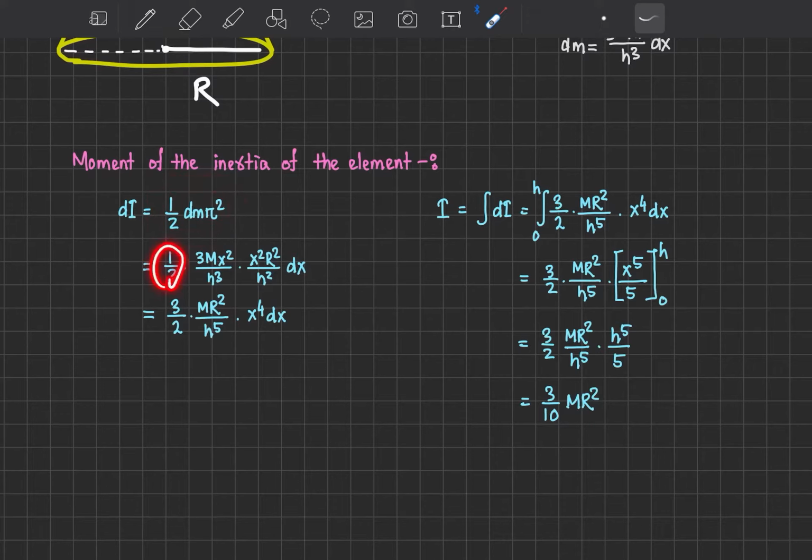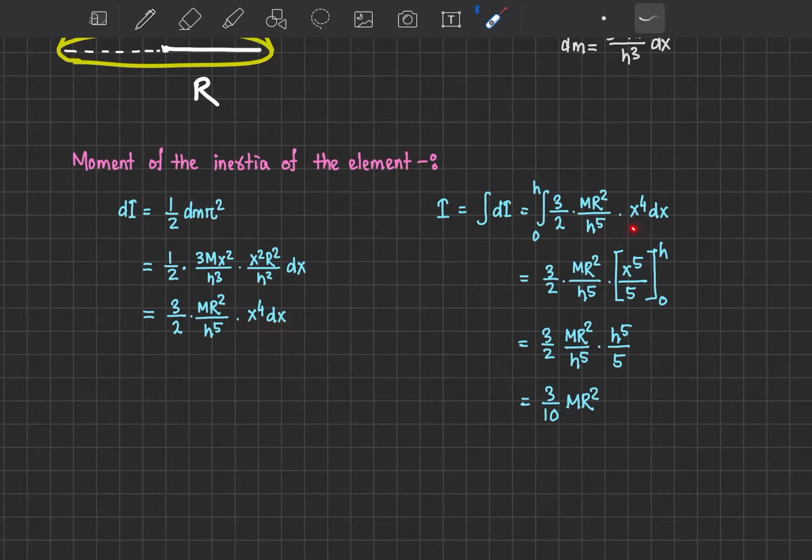Now for half value, this dm value we have put here: 3M x square by h cube into small r. Now the small r value we have put again here. This is our small r value. Now putting this value, we are getting M R square by h to the power 5 into x to the power 4 here. So our integration will be of x to the power 4 dx.